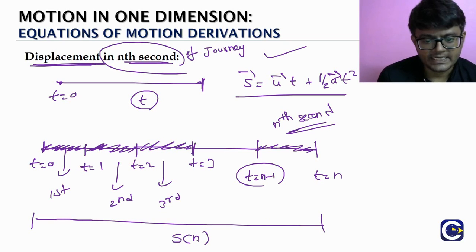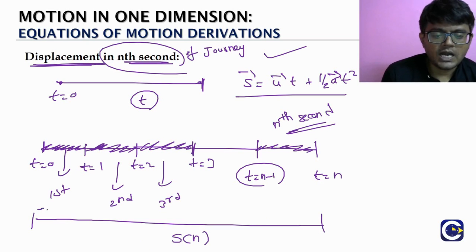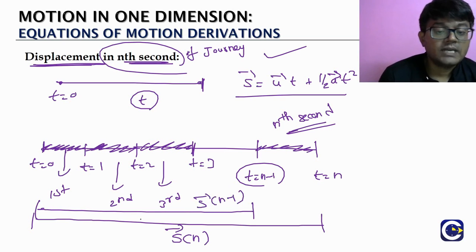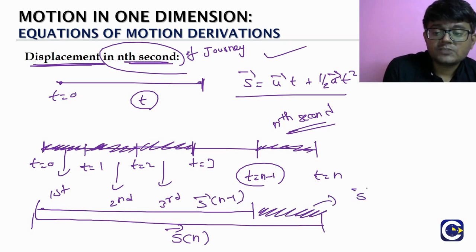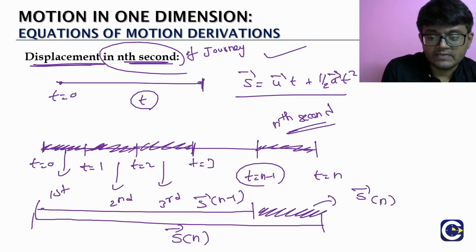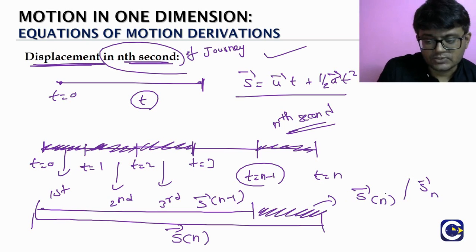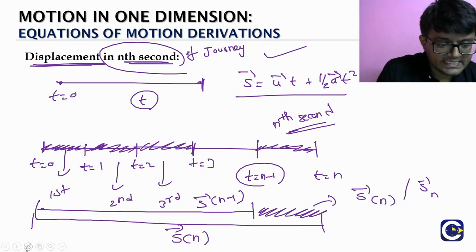S within bracket n. In the same formula, if we substitute t is equal to n minus 1, what are we going to get? The total displacement in the n minus 1 seconds. Remember, what we are looking for is this value. What is this? The displacement in the nth second. Like we can say S subscript n. Okay, so instead of putting the bracket, what do we say? S subscript n.